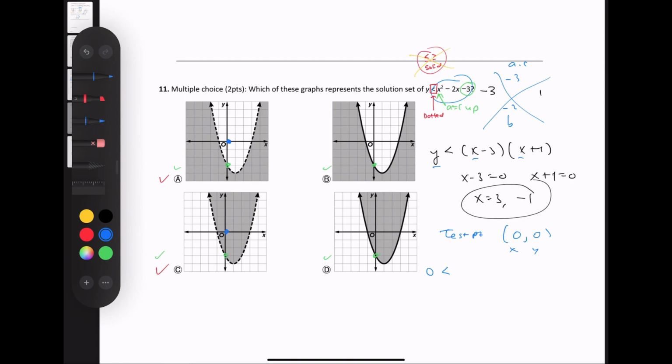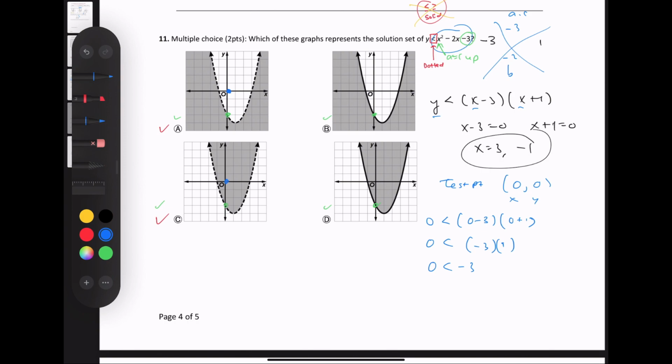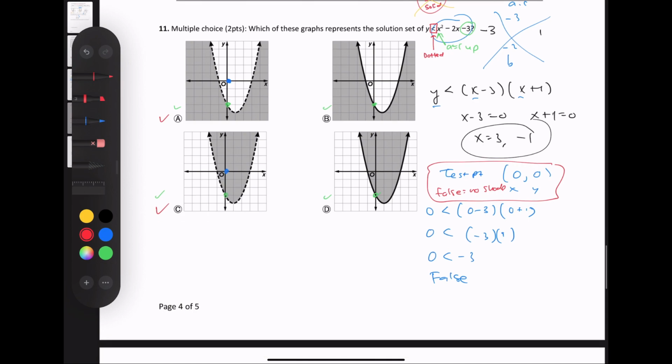I'm just going to put them in there. So 0 is less than or equal to 0 minus 3, 0 plus 1. That's negative 3 and 1. So 0 is less than negative 3. This is false. Okay, so that means this test point is false. Means we're not going to shade. No shade. Okay. So it's not going to be this one. Your answer is going to be C.